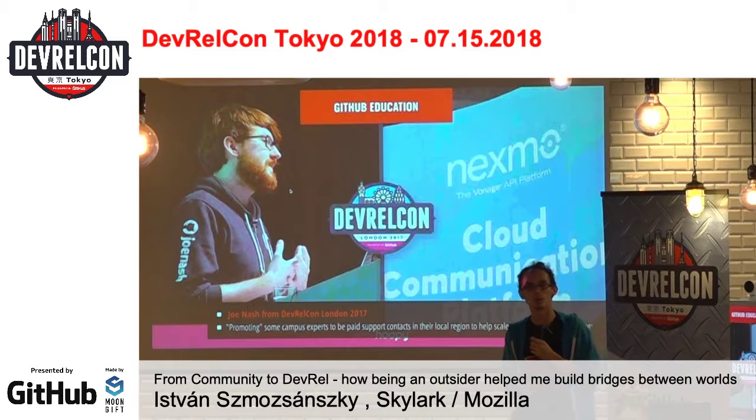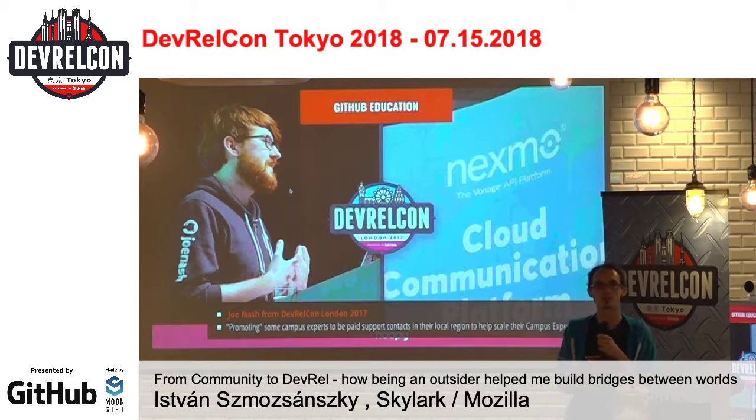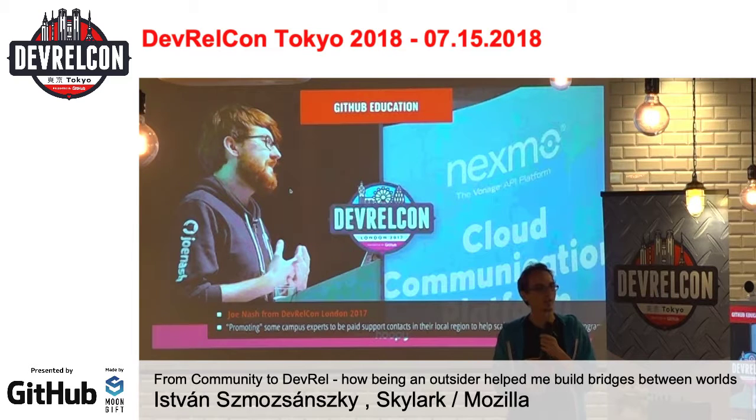Last year's DevRelCon London, Joe was talking about how GitHub ended up figuring out that they had a bunch of campus experts and they couldn't scale the program with just Joe alone. He was being torn apart, and eventually he can only exist in a single time zone. Unfortunately, this is something we all would like to figure out how to do, to exist in multiple time zones. So some of their high-achieving campus experts were hired in paid roles to provide paid support in local areas around the world.